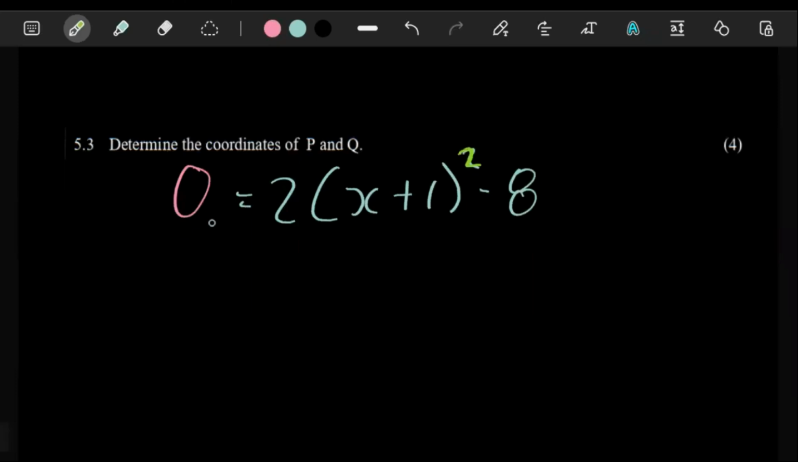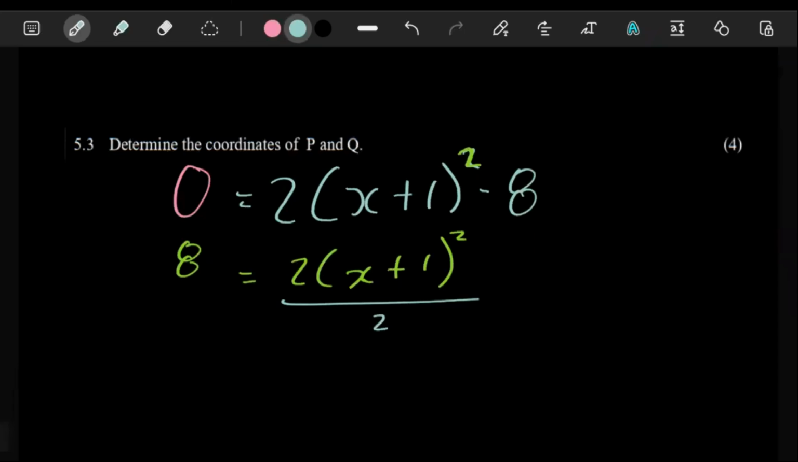For now, we can take the 8 to the other side. It becomes a plus there. And then we can divide by 2 on both sides. Dividing by 2 here, dividing by 2 there. Here, 8 divided by 2 is 4. And then here, these 2s cancel. Then you have (x plus 1) squared equals 4.